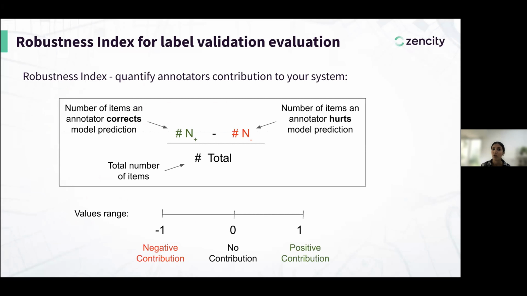One tool that is useful for label validation evaluation, in case we have an item that is going through the model and then also reviewed by an annotator, is to understand the contribution of the annotator to this system. We will count the number of items where the annotator was correct, and we subtract the number of items where the annotator was wrong, but the model was correct. We divide that by the total number of items. We will get the robustness index that actually quantifies the contribution of this annotator, and we will get a number between -1 and 1.